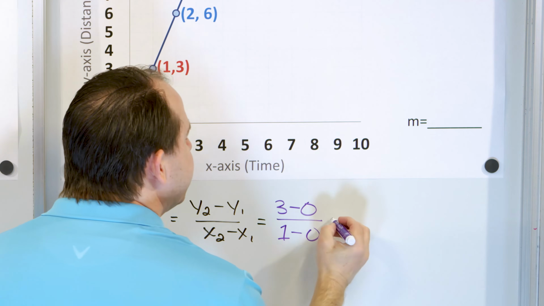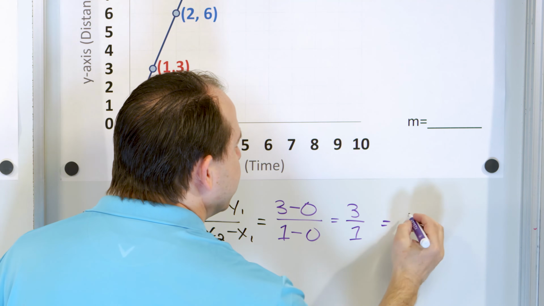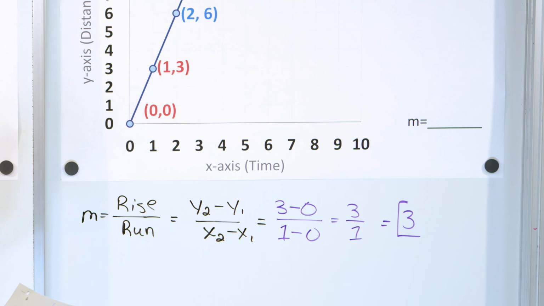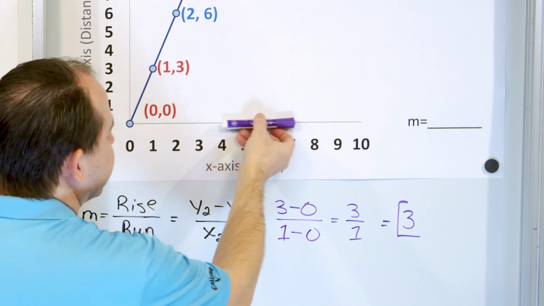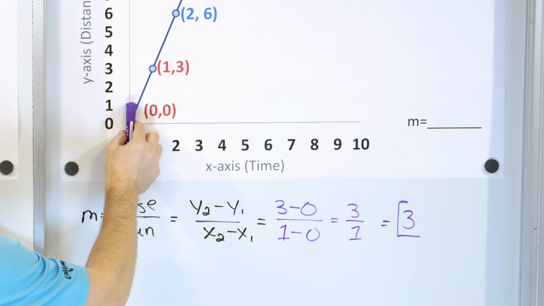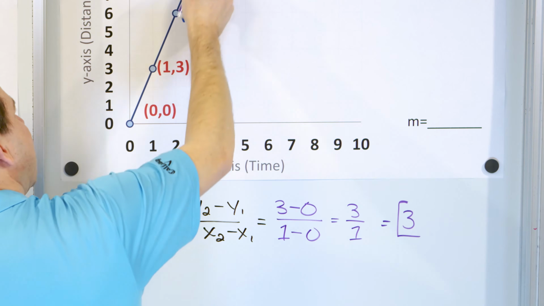Now what do we get? 3 minus 0 is 3, and 1 minus 0 is 1, and so the slope is 3. So I'm going to circle this. Now, did we get the correct answer? Well, we said that the slope of a horizontal line is 0, and the slope of a vertical line is approaching infinity. And this is somewhere in between 0 and infinity, so it kind of makes sense.